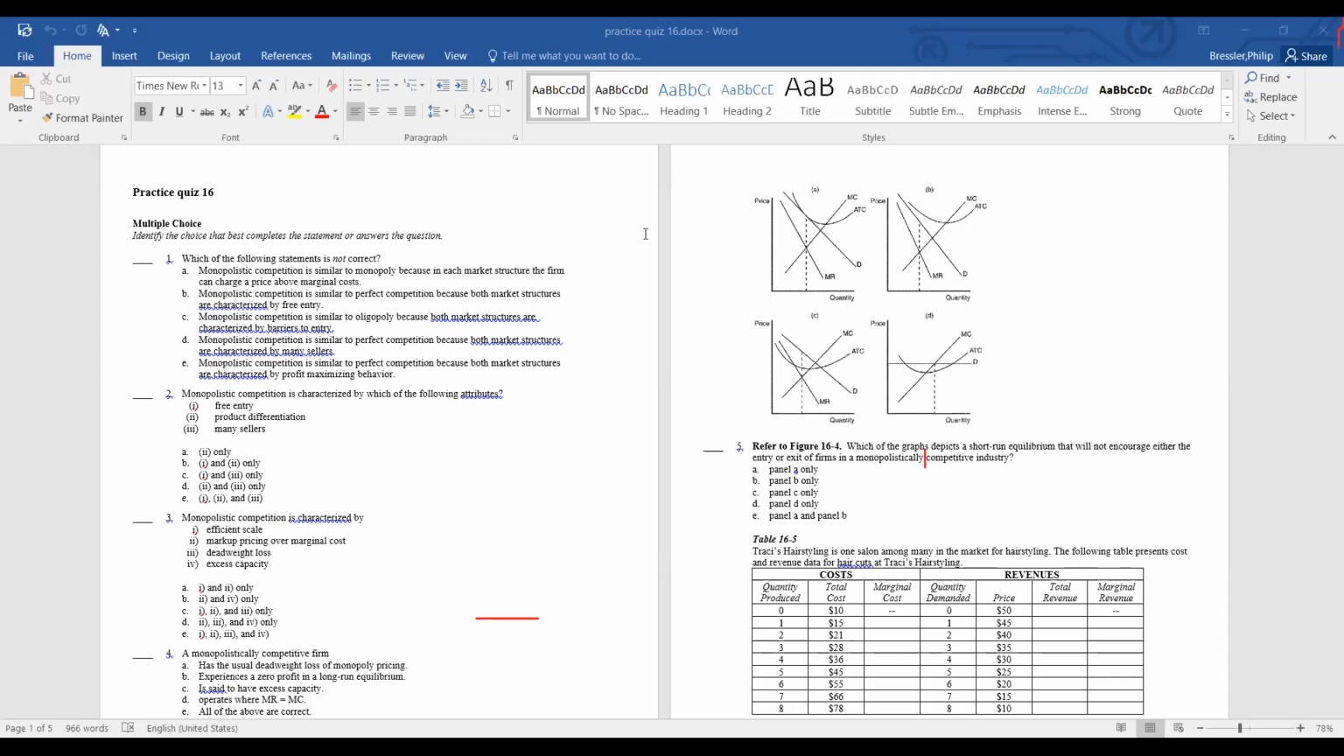They're just going to shuffle up the questions. Know how to do the chart. Know how to figure out efficient scale. All you do for efficient scale is total cost divided by quantity and figure out your chart. Break even is zero economic profit.